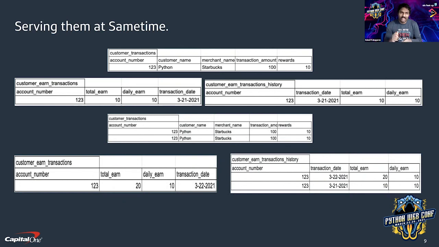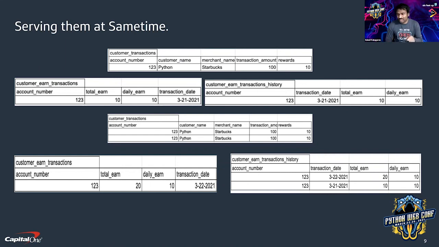which means we keep on incrementing what they're getting as total earn. At any given point of time, your real-time facing table will have only one row for a given account. That way, when you try to fetch the information when customer logs in, you just fetch what they have as a total and then show it, right? That way, when customer logs in on the next day, they will see $20. That's what they have in the system at that point of time.